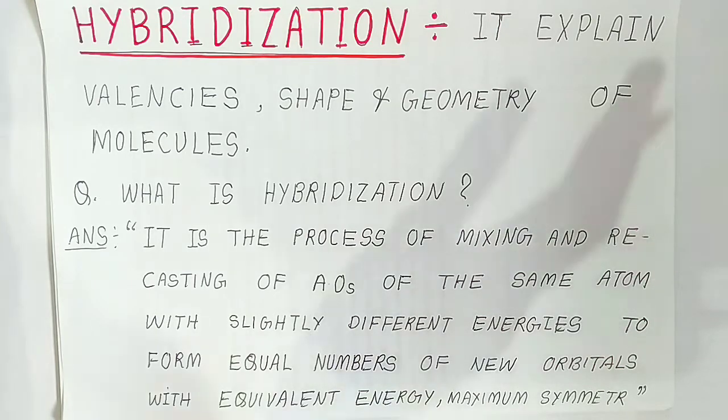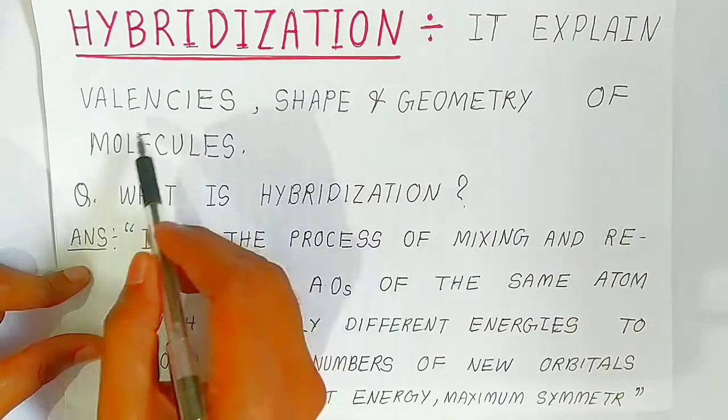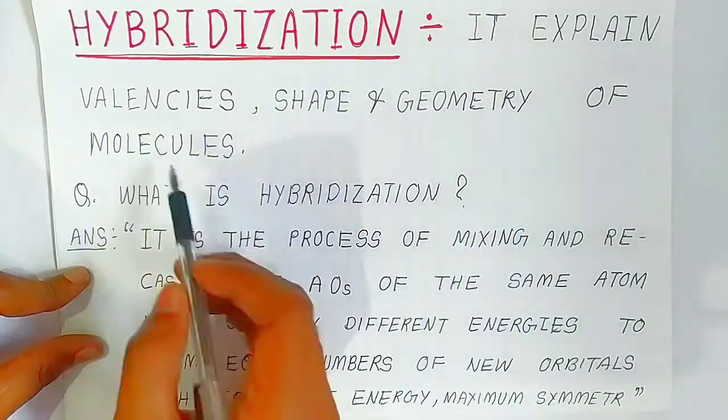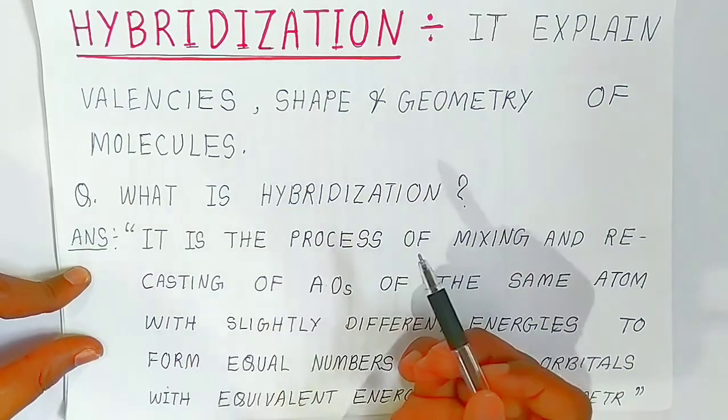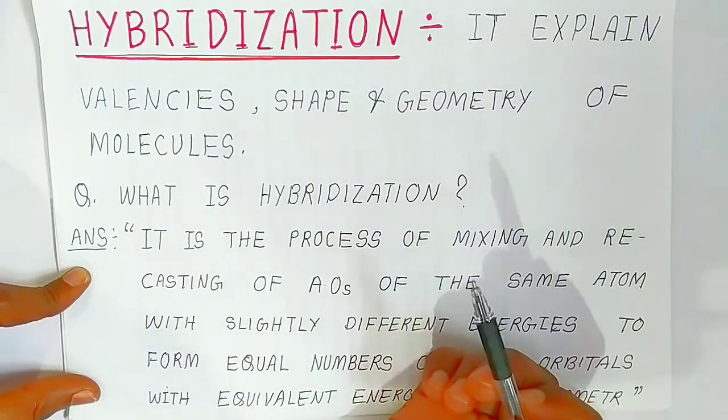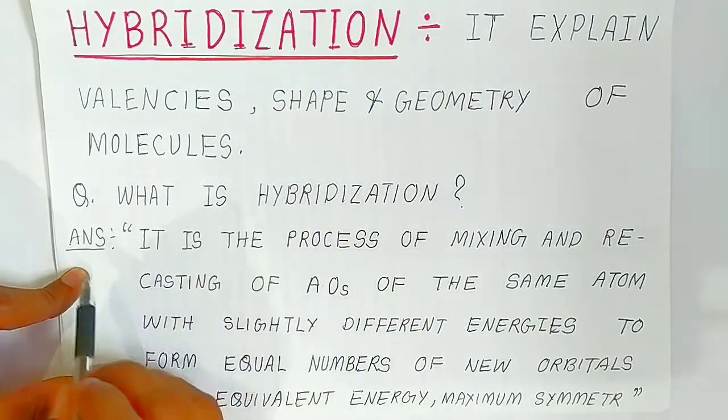Now students, first of all, what will hybridization explain in valence bond theory? It explains valencies, shape and geometry of the molecules. Sometimes in the examination they ask what is hybridization, for a 2 marks question, so you have to write these definitions.